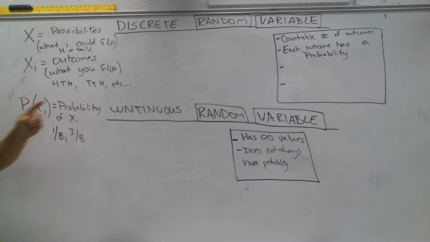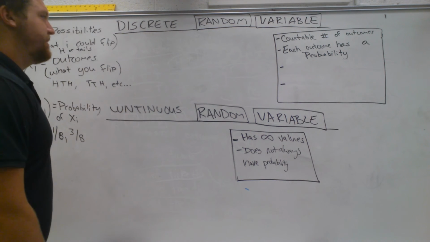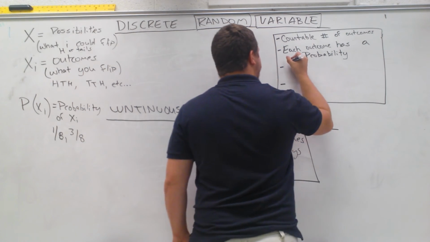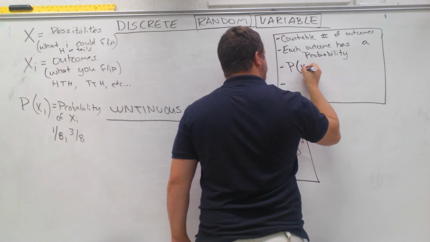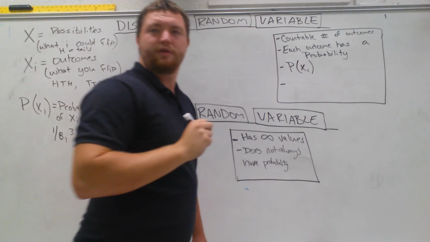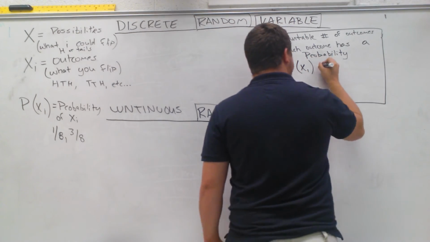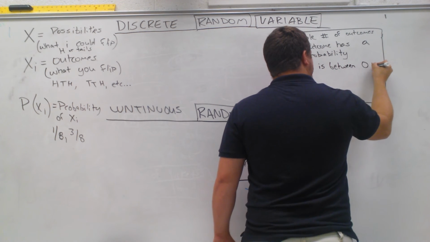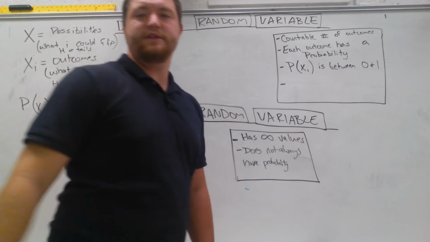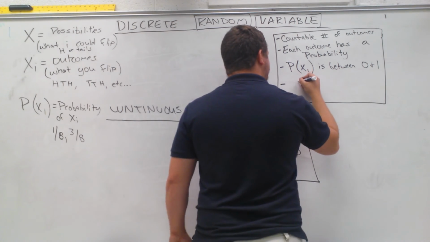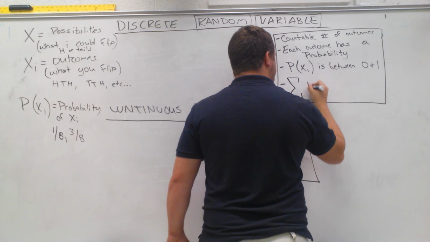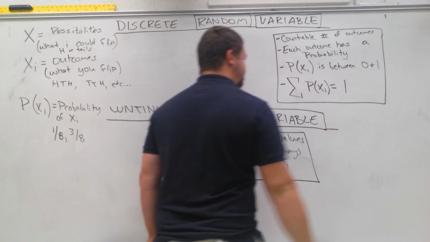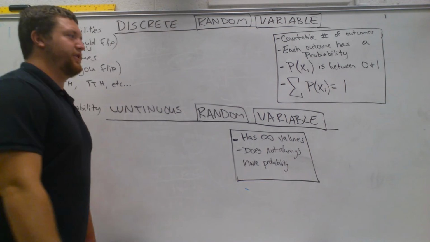Now, what this says, and why I left this empty, is that your P of x_i is between 0 and 1. And it also says this. Ooh, this is going to freak you out. Sigma P of x_i equals 1. Let's not freak out saying what that means.